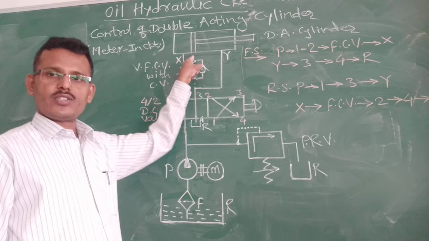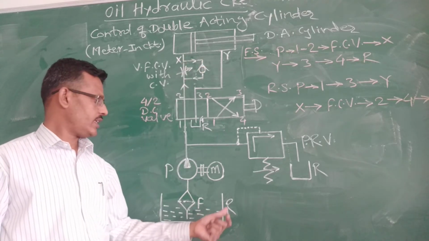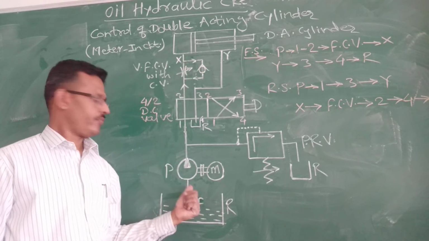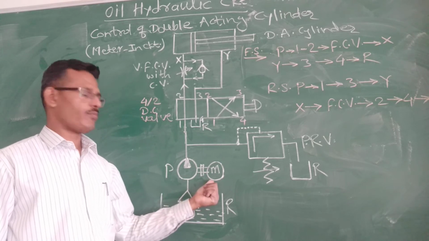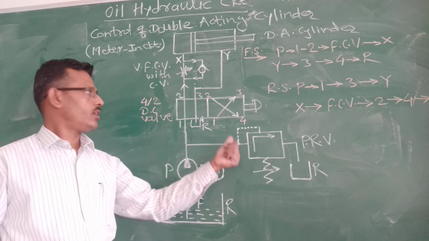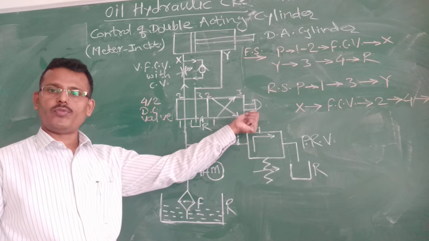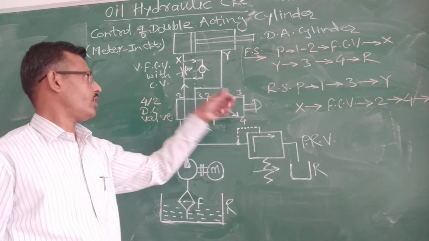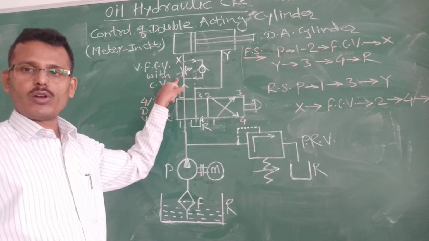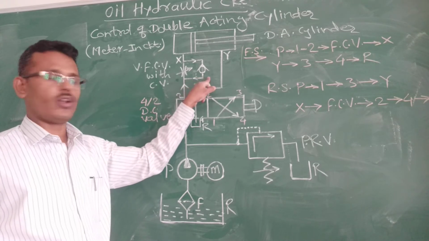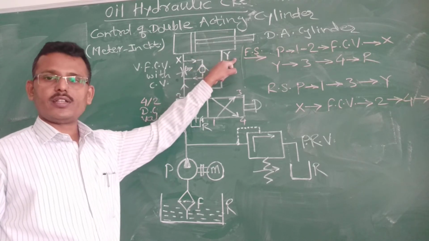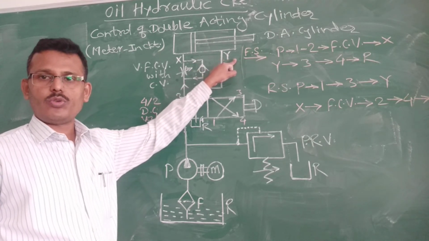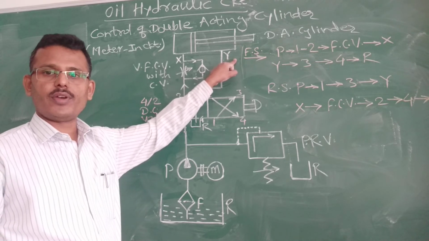So this circuit consists of a number of parts: a reservoir, filter, pump, electric motor, pressure relief valve, then a push button operated 4x2 direction control, then a variable flow control valve with integral check valve, and a linear actuator, that is a double acting cylinder. So we will first see the function of each component.